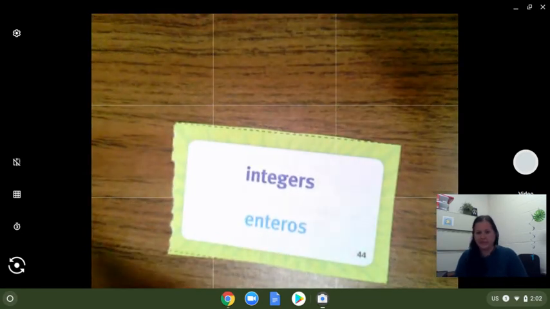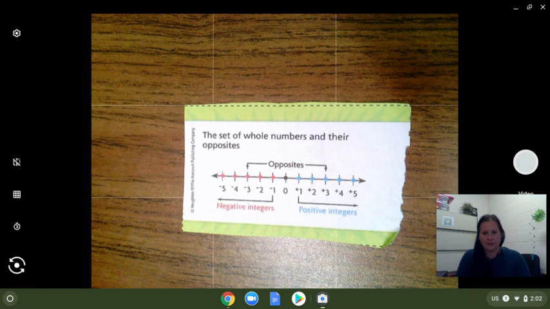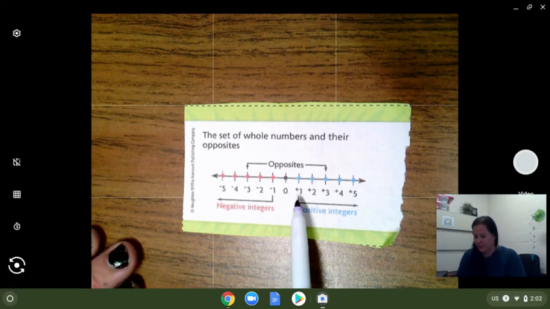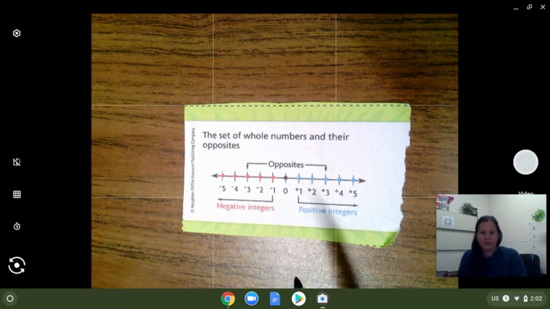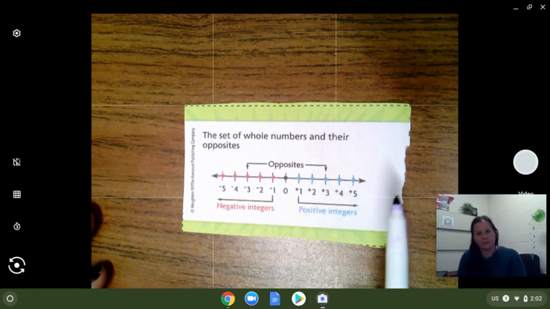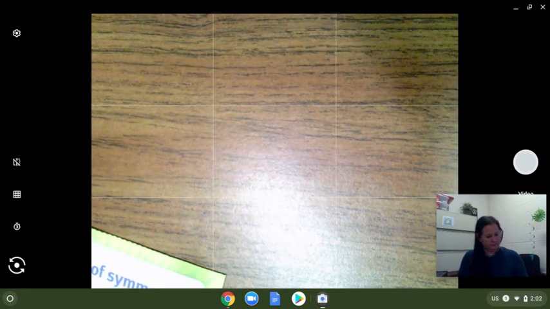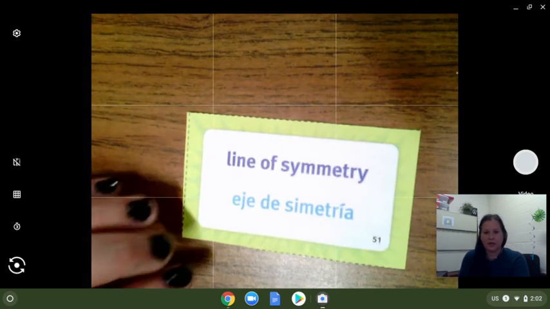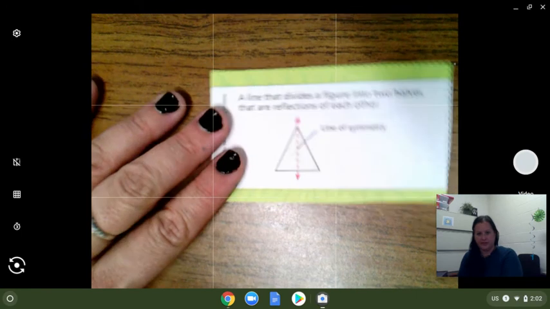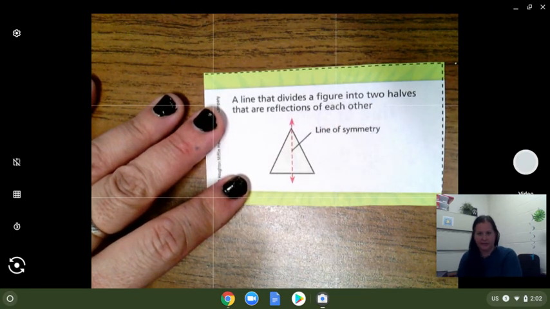Next, we have integers. Integers are just a set of whole numbers and their opposites. So a fraction is not an integer. An integer is a whole number. So it's just your positive whole numbers and your negative whole numbers. We already talked about line of symmetry. Yep, here is a picture of it. Line of symmetry just divides that into two halves that are equal reflections of each other.